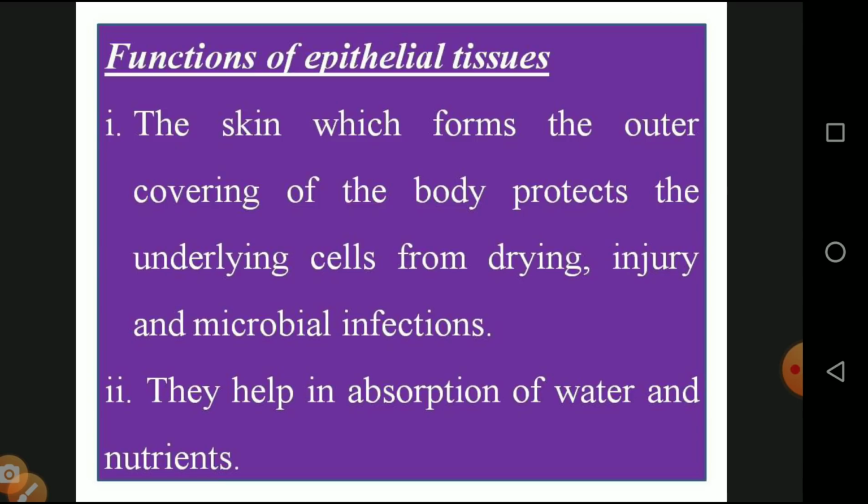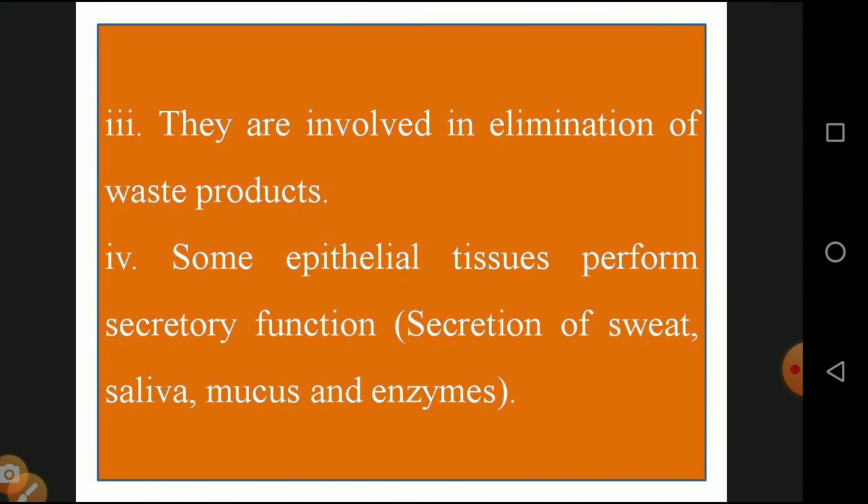So they are preventing our body from drying and maintaining the softness. Otherwise, our skin would become like buffalo skin, and be prone to injury of any kind and microbial infection. They help in the absorption of water and nutrients. So our epithelial cells absorb water and nutrients. They are involved in the elimination of waste products through the skin.